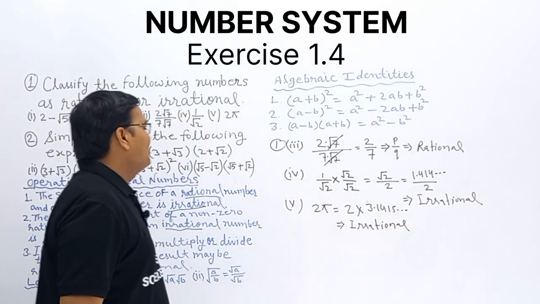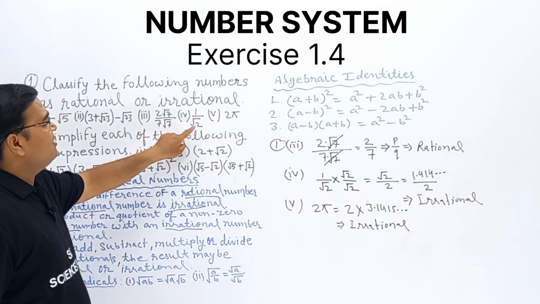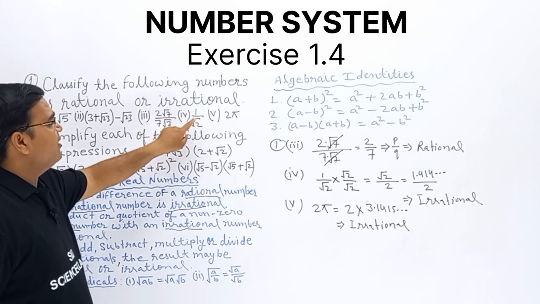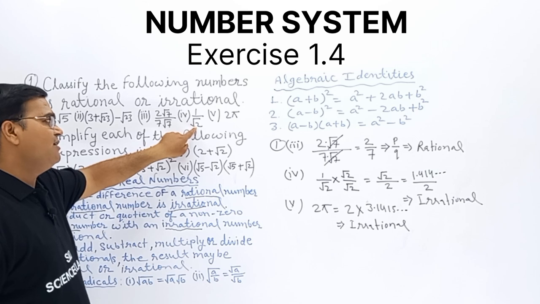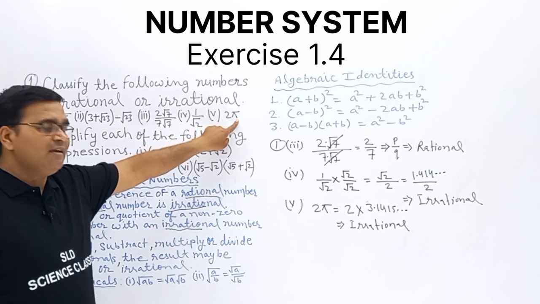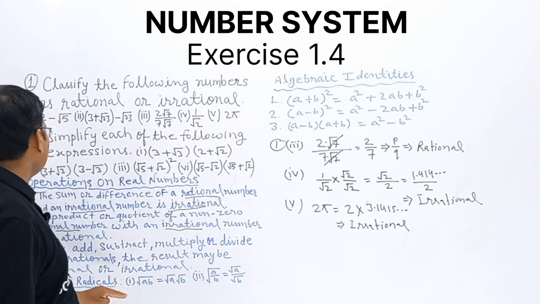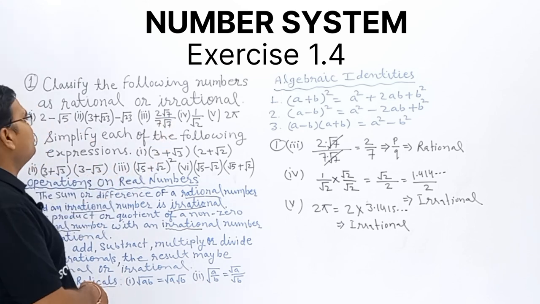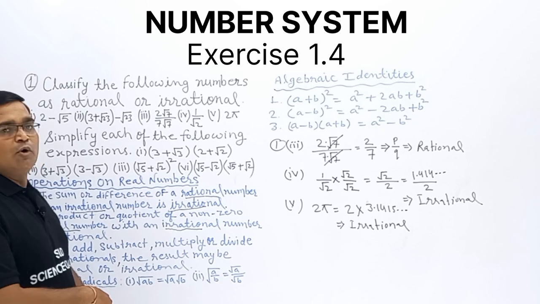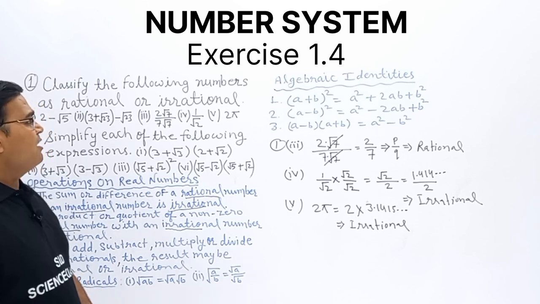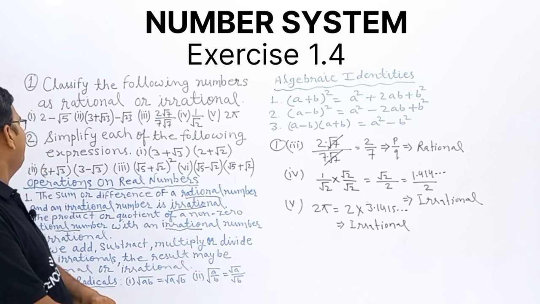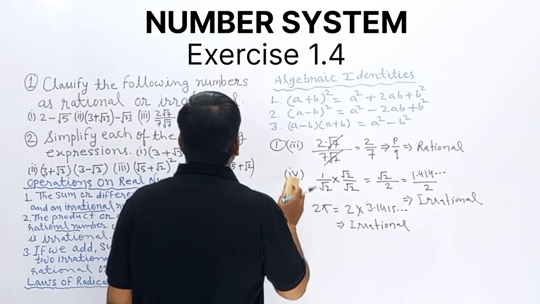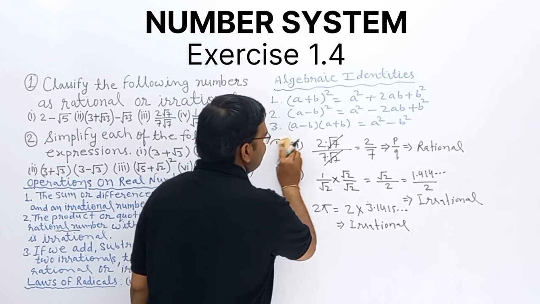Yes or no? So this is rational, this is irrational: the division of one rational and one non-zero rational, and irrational, and the product of rational and irrational. By these operations 1, 2, 3, we can easily solve these 5 questions linked to the first one. I hope you understand these things. Now I am going to explain question number 2, which is linked to simplifying some questions.